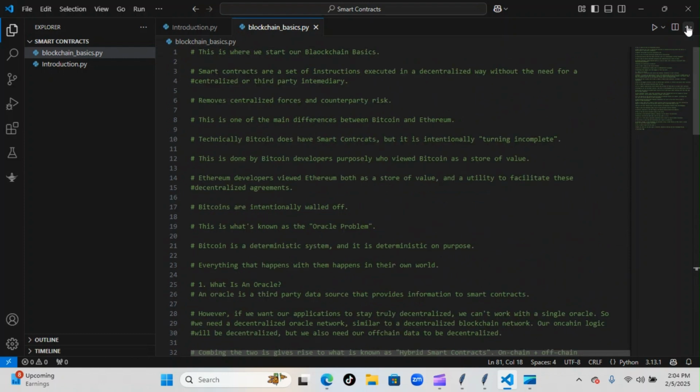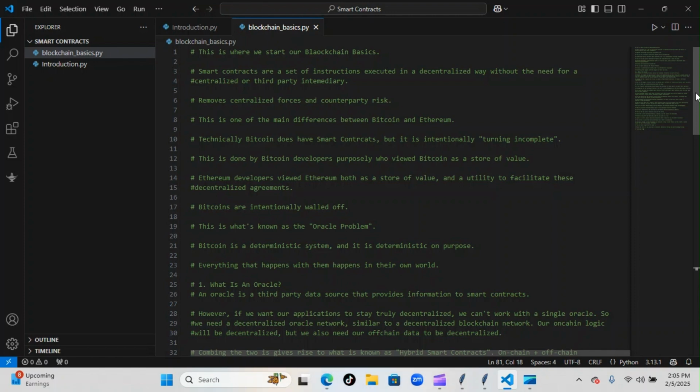So you can see this first module we're going to be in is called Blockchain Basics. This is where we start: smart contracts, or a set of instructions executed in a decentralized way without the need for a centralized or third-party intermediary. They remove centralized forces and counterparty risk.